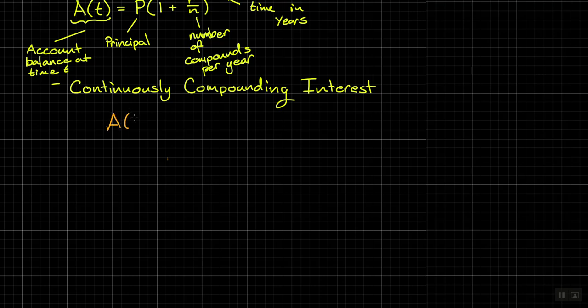So we're going to see a similar formula here. A of T. I'm not going to label them again, but it's the account balance. Okay. Compounding monthly is pretty good, or it's okay. Compounding daily is okay. If you get continuously compounding interest, I claim that it's always a pretty good deal.